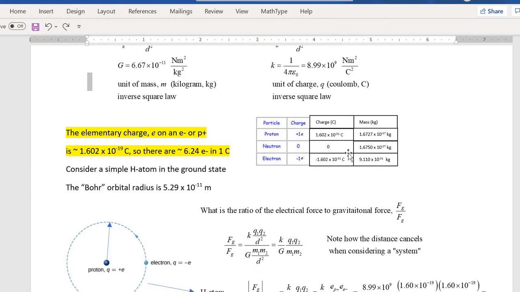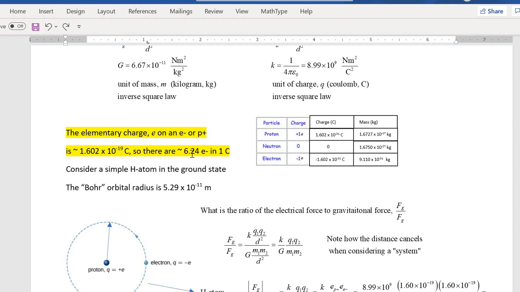Now, let's talk more about charge. The elementary charge, we'll give it the symbol E, little e. That's the amount of charge on an electron or proton. They are the same, they're just different in sign. The electron has a negative charge and the proton has a positive charge, but it's the same value. And in units of coulombs, the elementary charge E is about 1.602 times 10 to the minus 19 coulombs. Okay? So that's very important that you understand that.